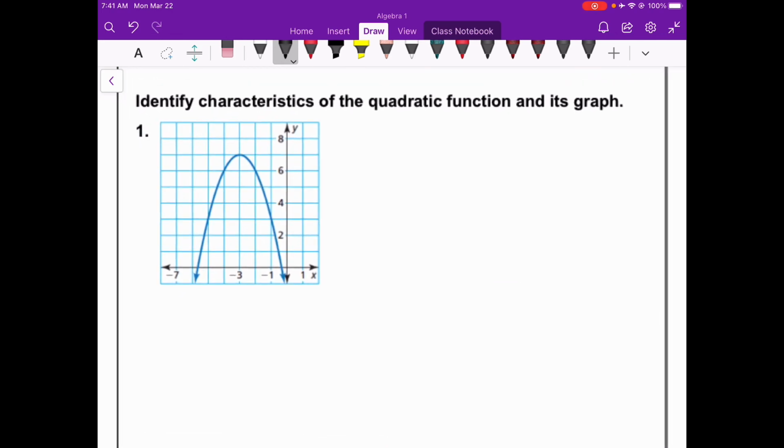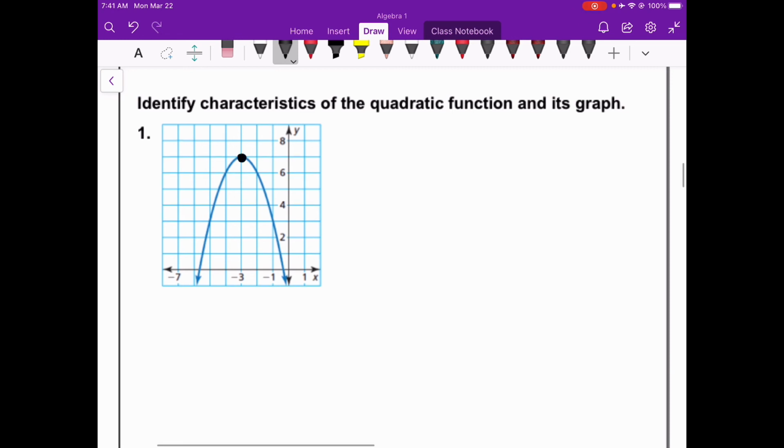More about identifying the characteristics of the quadratic function. Try this one on your own. See what you know about this graph. Okay? I'm still going to go over it right now. Here we have a vertex at -3, because it starts at -3 and goes up 7.